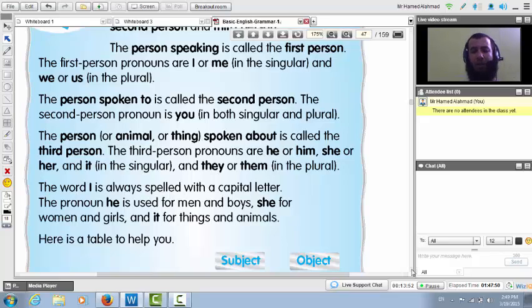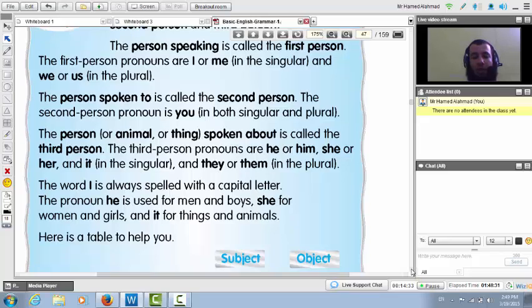I, for example, always should be a capital, even if it is in the middle or at the end of the sentence. Because if you wrote it in the small form, it would be just an isolated letter, and it would be meaningless. But always and always you have to write it in capital, even if it came in the middle or at the end of the sentence. The pronoun he is used for men and boys, she for women and girls, and it for things and animals. I think that those notes are so easy for such bright students like you.